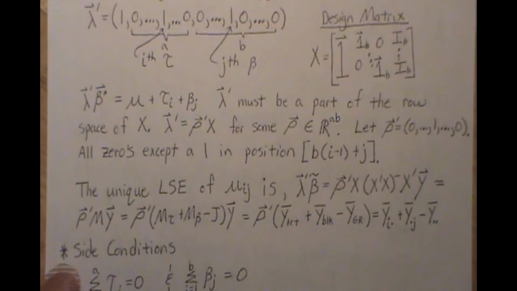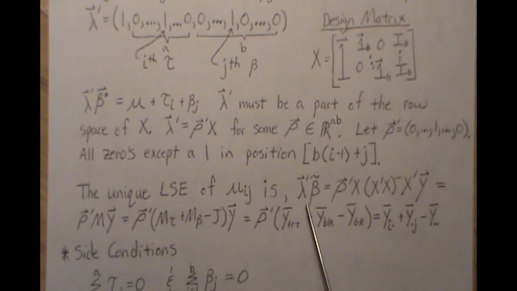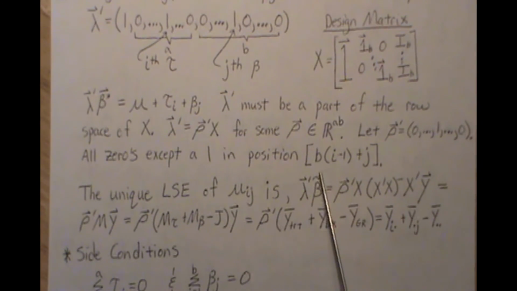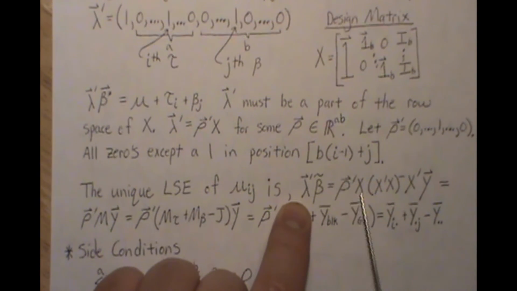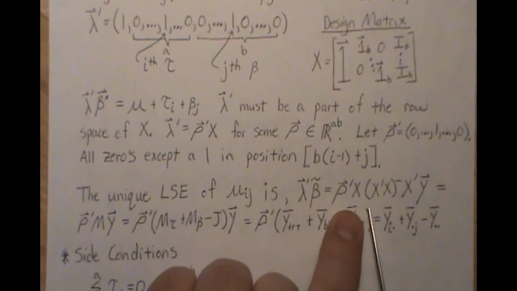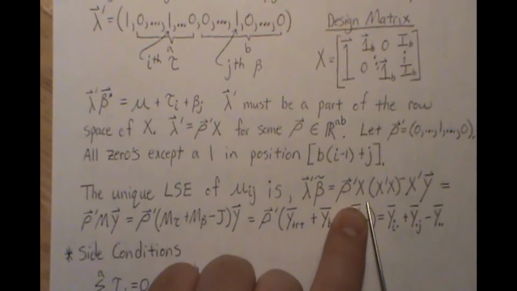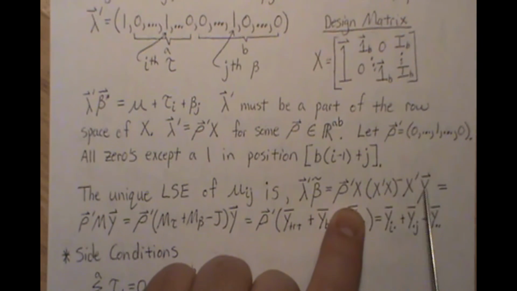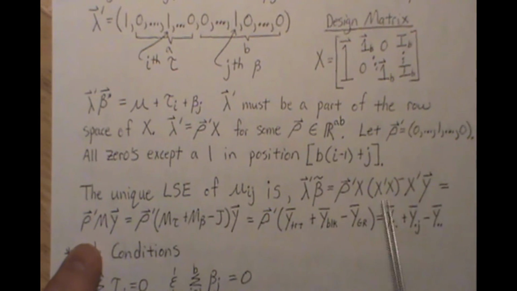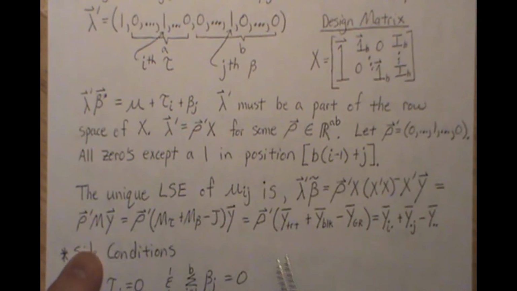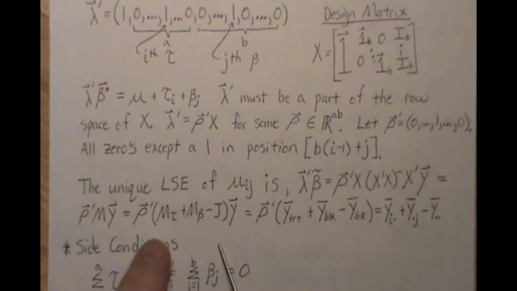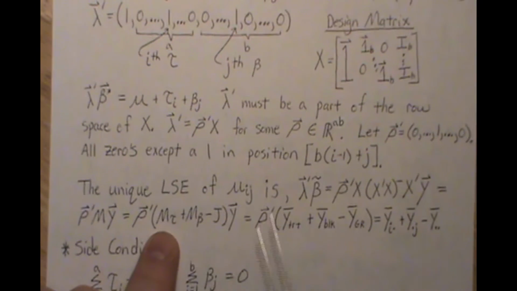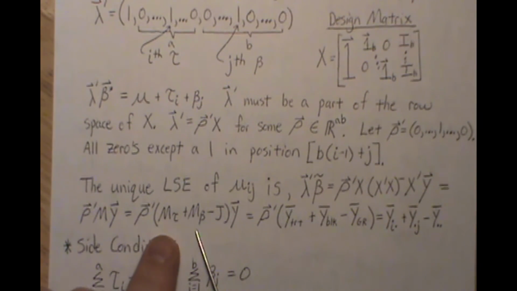Now the unique least squares estimate of mu ij: we just plug in the least squares estimate for our beta, which is this. Now lambda prime can be represented by rho prime X. The least squares estimate for beta is this piece right here: X transpose X, generalized inverse, X transpose y. Now these X's form what's called a hat matrix, or M. It's a perpendicular projection matrix on the column space of X. Now it can be represented in this form, C part 2 and 3, in randomized complete block.